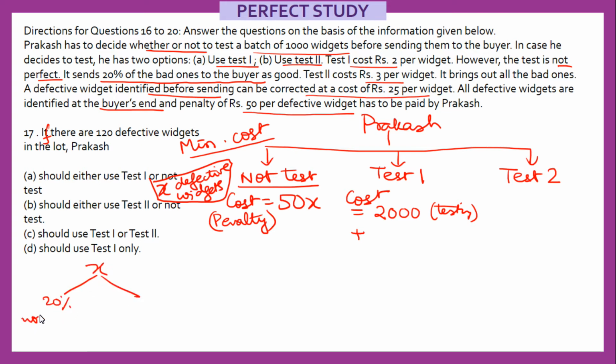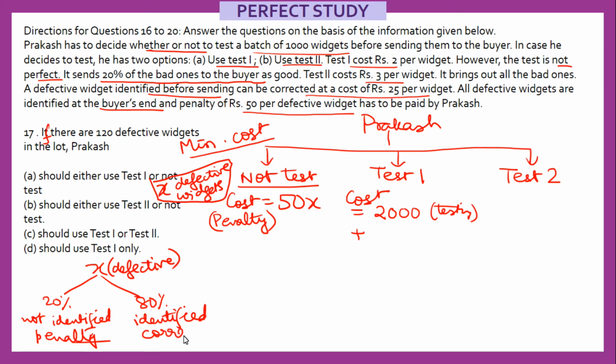20% not identified, 80% identified. But whether identified or not identified, it is defective, which means on this 20%, if I cannot identify, at the end I will pay a penalty, and if I identify, I will do correction. Why should I pay penalty?